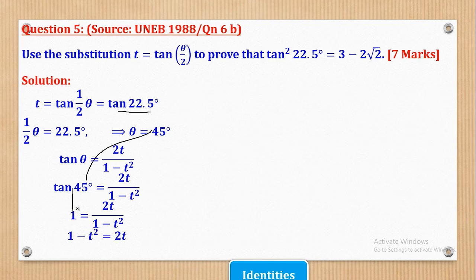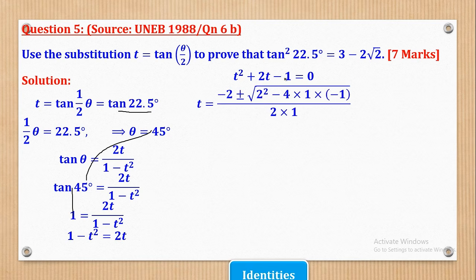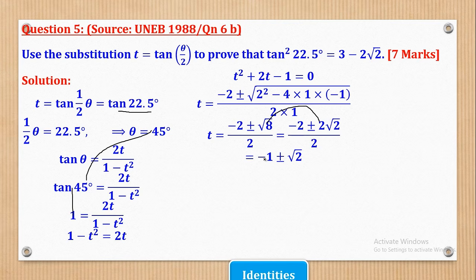Then when I cross multiply, I'll get a quadratic equation, which is t squared plus 2t minus 1 equal to 0. Then I solve it using the formula to come up with the values of t: negative 2 plus or minus root 8 over 2. But root 8 is the same as 2 root 2, and 2 is common, so it reduces to negative 1 plus or minus root 2. That means t is equal to negative 1 minus root 2, or t is equal to negative 1 plus root 2.